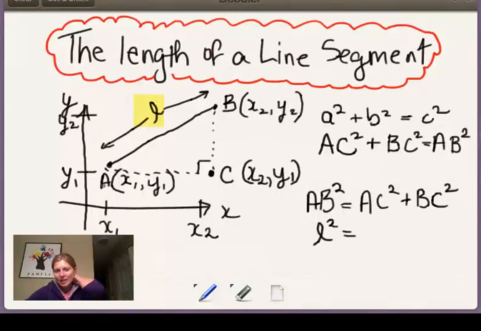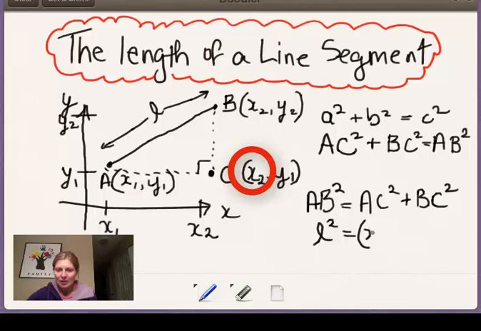All right, let's take a look at this. AC is the distance to walk along here. Well, we recognize today that that's the distance to go from x1 to x2. So it's the distance between x2 and x1. And to calculate the distance between things, we would just subtract that distance like we did in class today. So AC can also be written as the larger x value subtract the smaller x value. Like that.